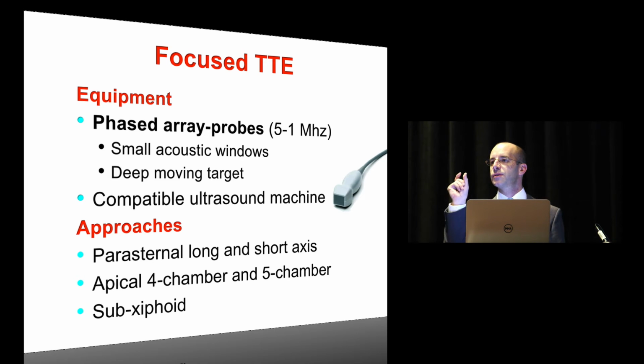It also has a very small footprint because you cannot see through bone and you cannot see through air, so you've got to look through these little acoustic windows to be able to utilize the device. So once you get the probe to your machine, you're good to go, and then you start looking. And where do you look? You look in the places that we have little acoustic windows to be able to see the heart.